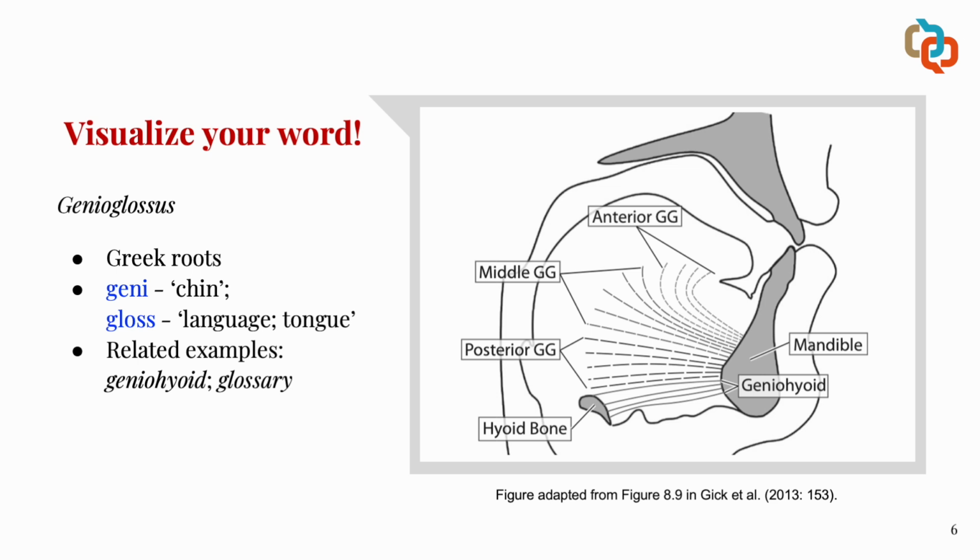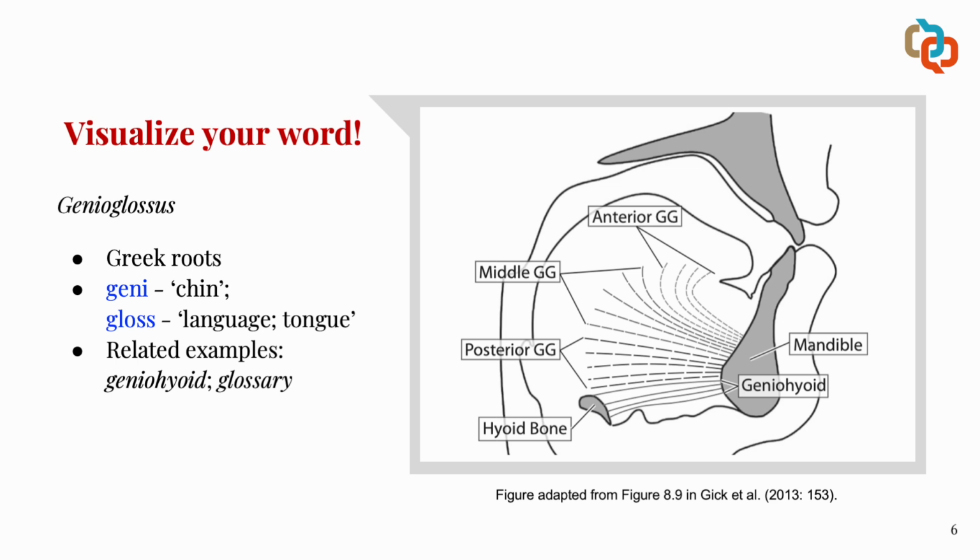Let's take a look at another example. The word genioglossus. This word, again, comes from two Greek roots, genio, which means chin. And they also sound so similar, genie, chin. That's very straightforward and helps with memorization.